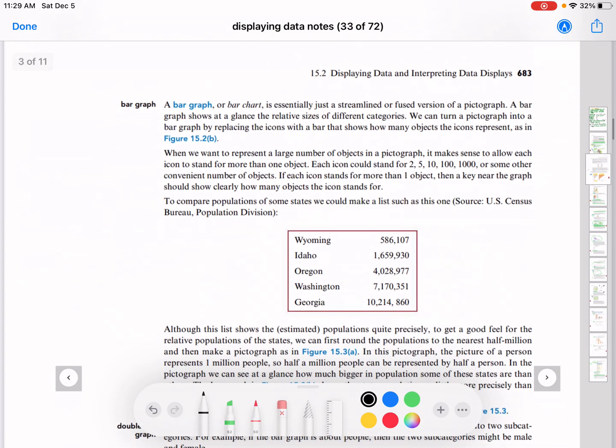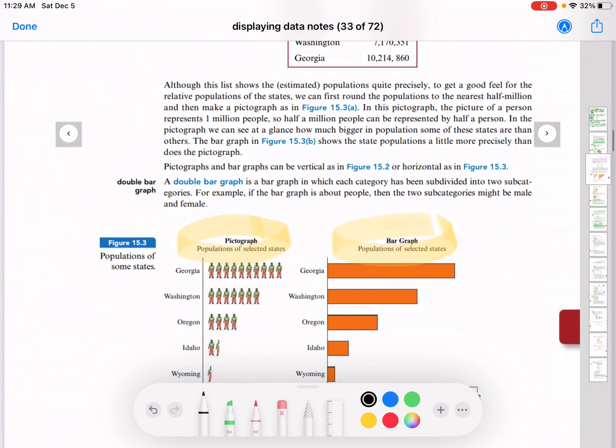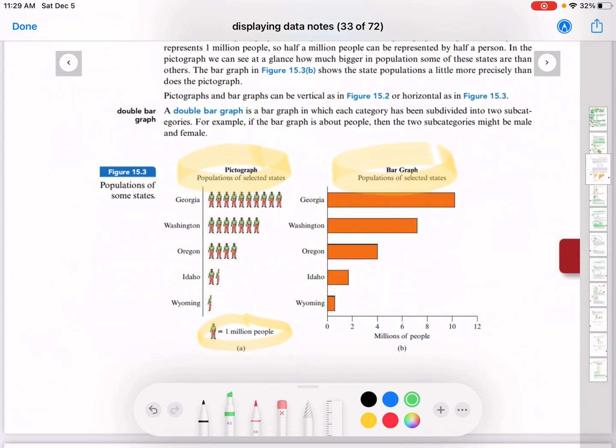All right, here's another one, where these are populations of states, and these are bar graphs which are going sideways. You can decide to go vertically or horizontally just based on the context. Where you have a bar graph here and a pictograph here, they tell you the same thing, where they said each one person represents 1 million people. So this would be 1, 2, 3, 4, 5, 6, 7, 8, 9, 10 million people. That is also about what that says.